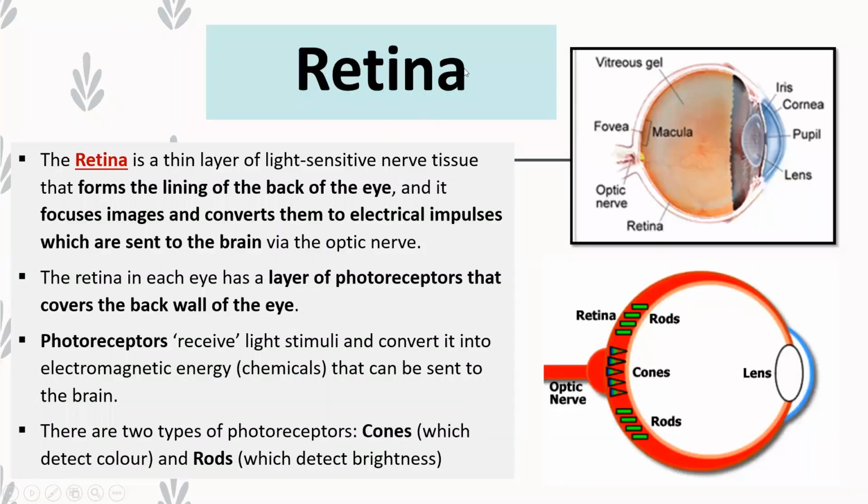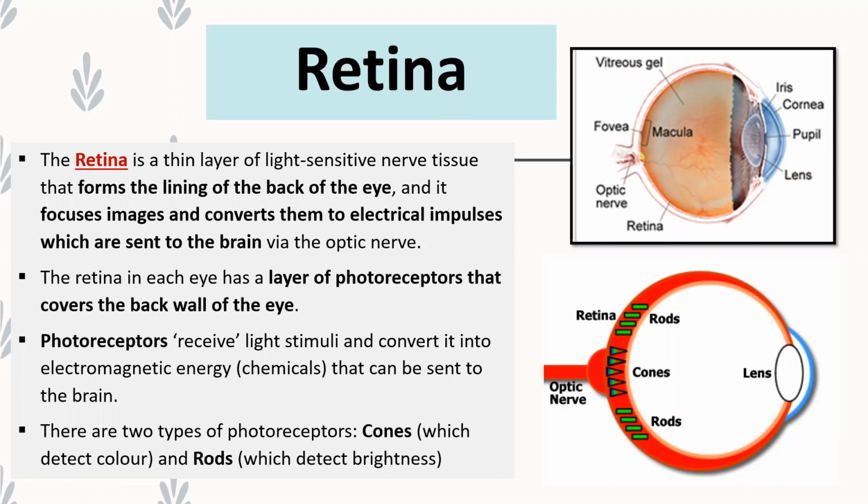So finally, we're coming now to the retina. So the retina is basically a very thin layer of photosensitive tissue, or light sensitive nerve tissue. Okay, and this basically is at the back of the eye. So the retina is at the back of the eye. It's a very thin lining. And what it does is that it actually focuses images. So when an image falls on your eye, we actually say that that image is falling on the retina.